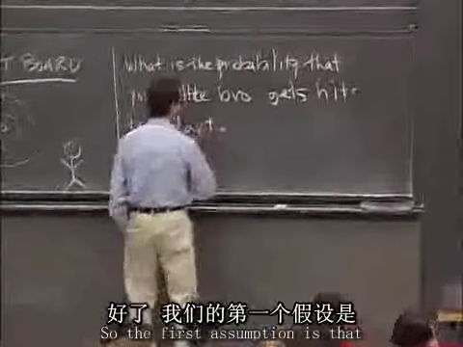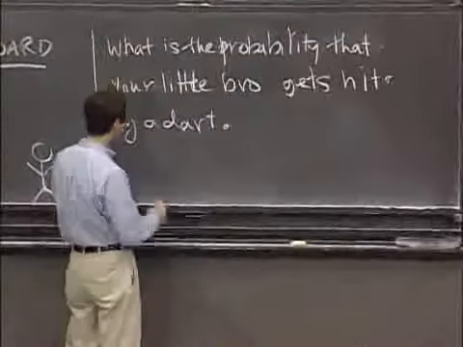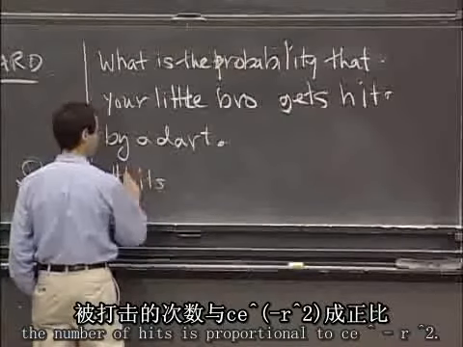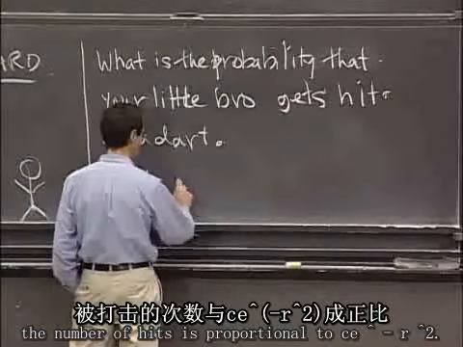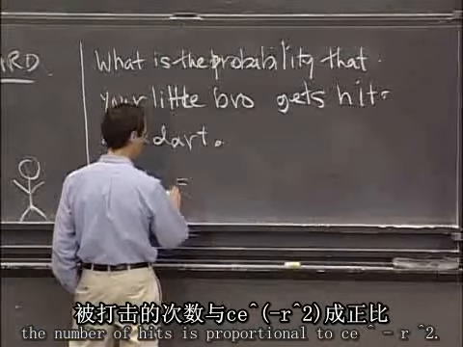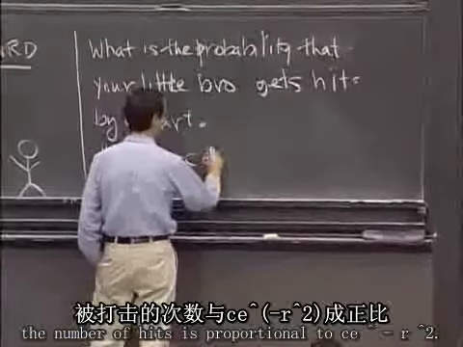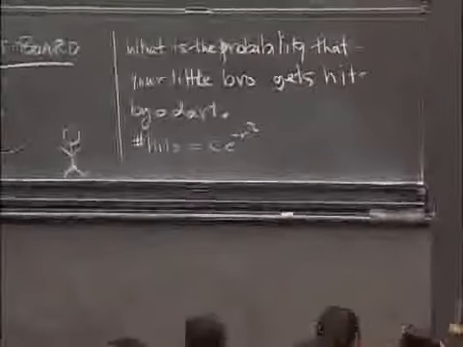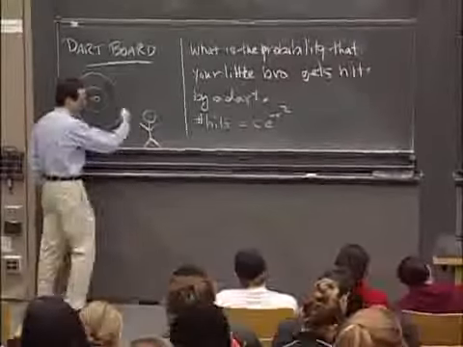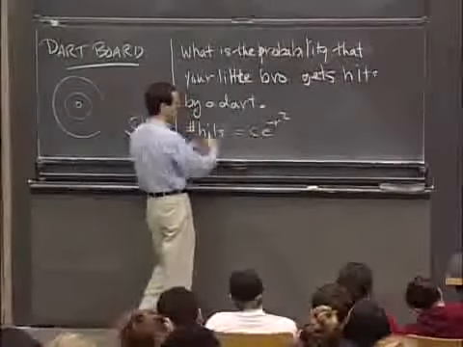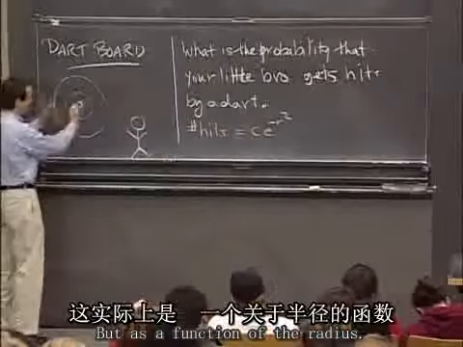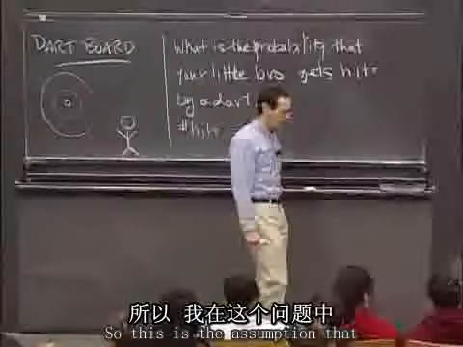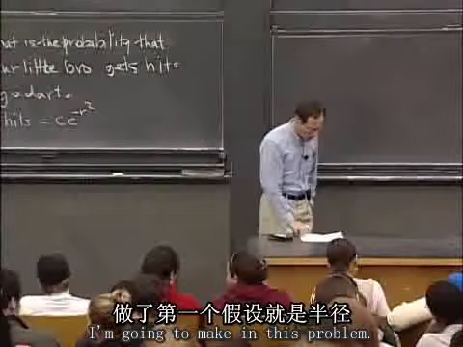The first assumption is that the number of hits is proportional to something like some constant times e to the minus r squared. That's actually a kind of a normal distribution, the bell curve, but as a function of the radius. This is the assumption that I'm going to make in this problem.